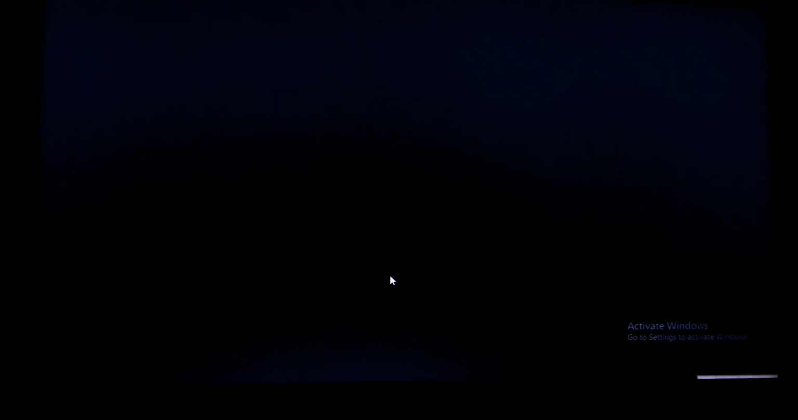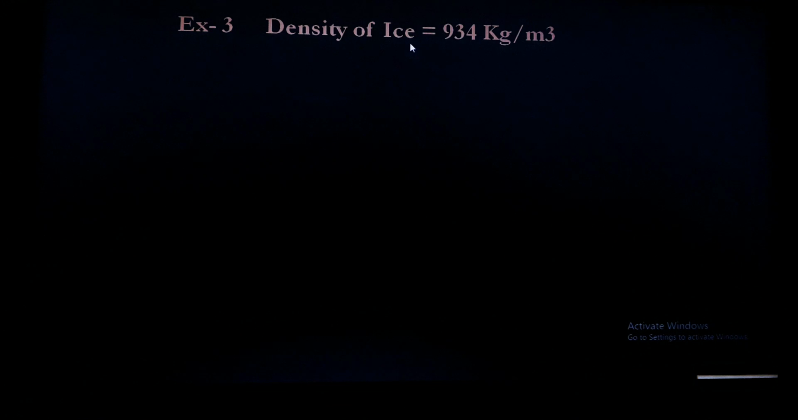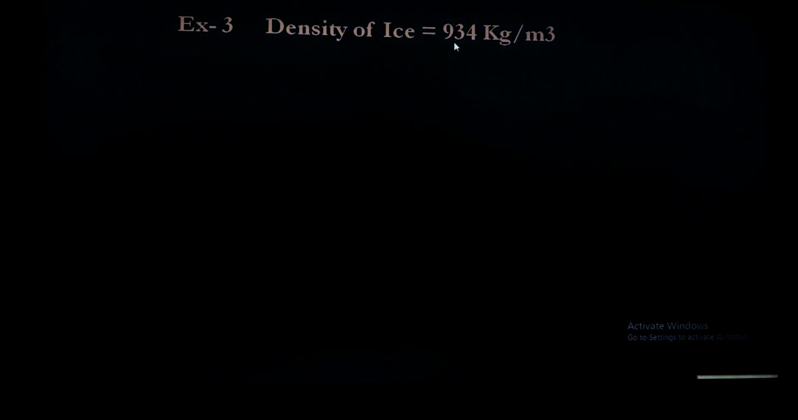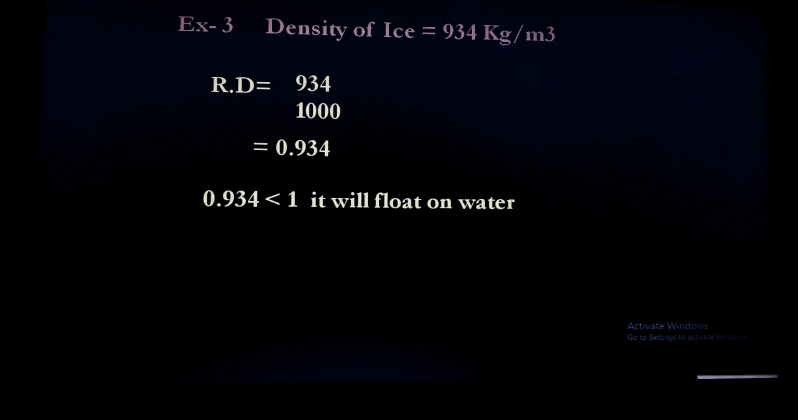If we take an example of ice, the density of ice is 934 kg per meter cube. So substitute the values, we will get the answer 0.934. As this value is less than 1, the ice will float on water.